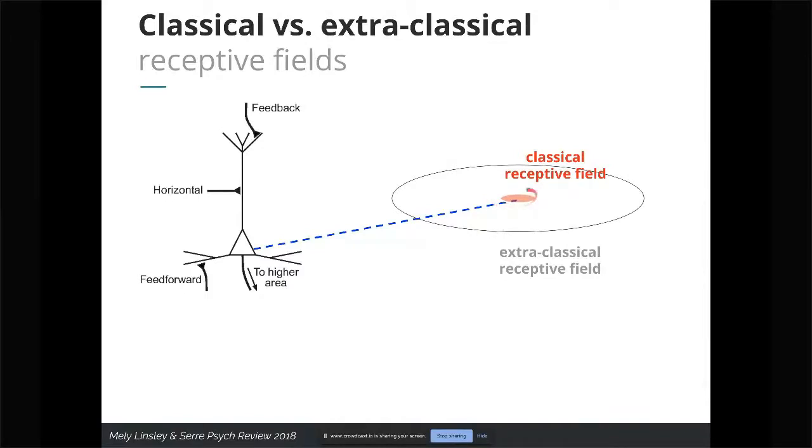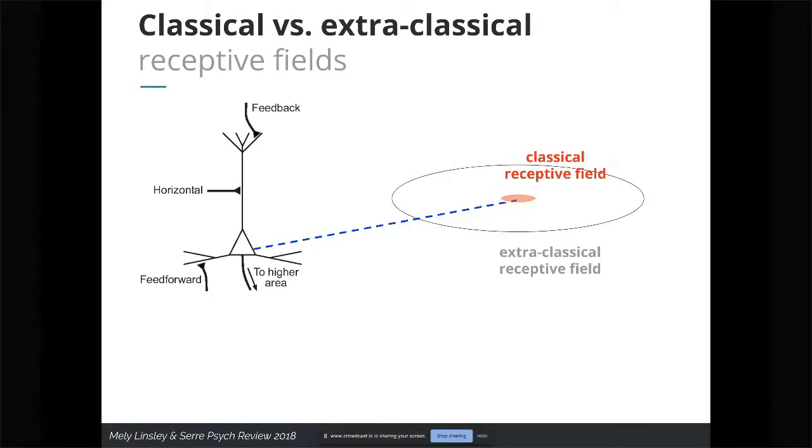Just to make it more concrete, I'm sure many of you in the audience are familiar with the notion of classical receptive field, which is the part of the visual field that needs to be stimulated for a particular neuron to elicit a response. The extraclassical receptive field is an area that typically sits right outside of the classical receptive field. If one stimulates it by itself, it will not elicit any response from the neuron, and that's by definition. Otherwise, it would be part of the classical receptive field.